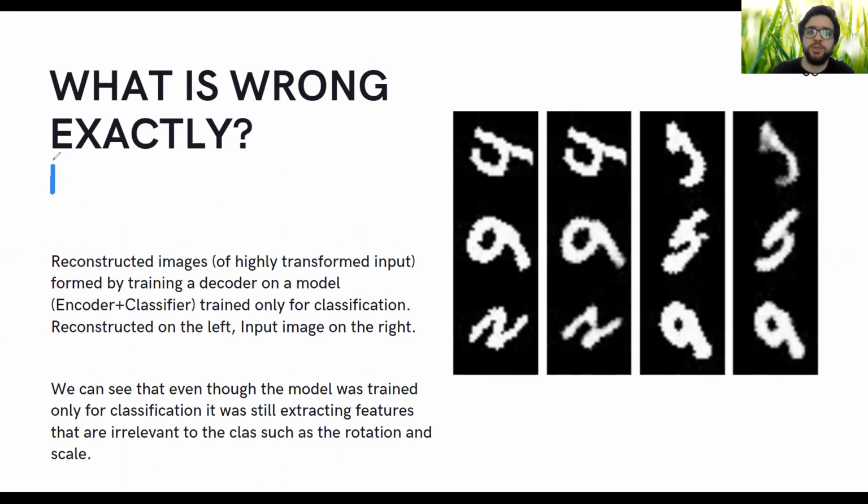Here we are just trying to understand the problem. We have an encoder and a classifier, and we train them on classification loss. Simple. Then we take the frozen encoder, with its weights frozen, and we try to train a decoder on its latent space. Then we simply feed some testing images.